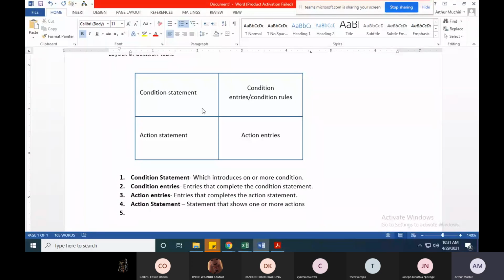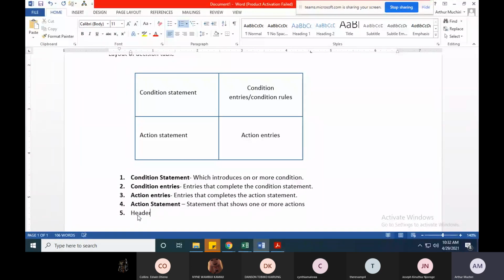Okay, then after that, do you have anything else? These ones, the condition rules and condition entries are all the same. Whenever you talk about the condition entries, they are also called a unique combination of conditions and actions taken under this condition.